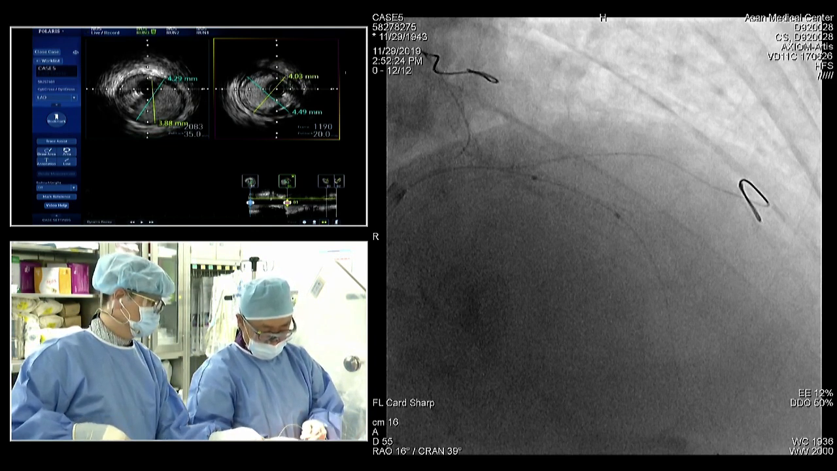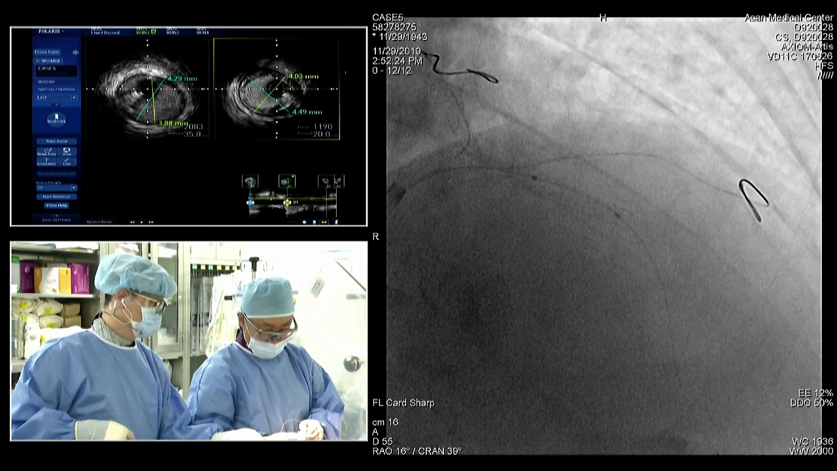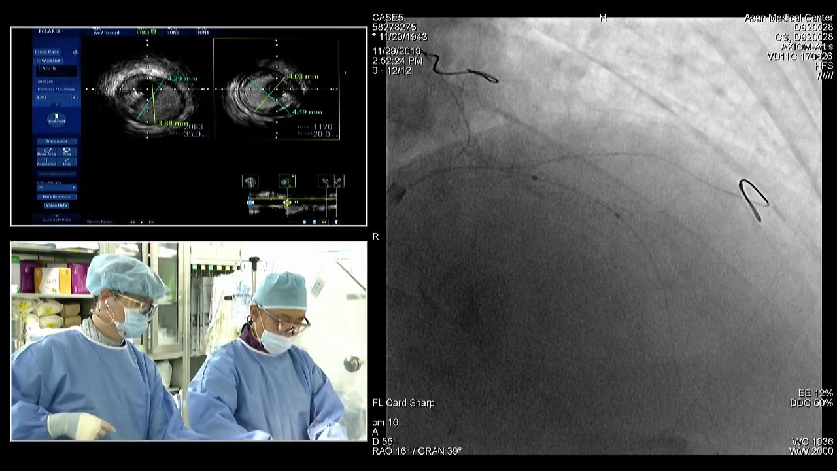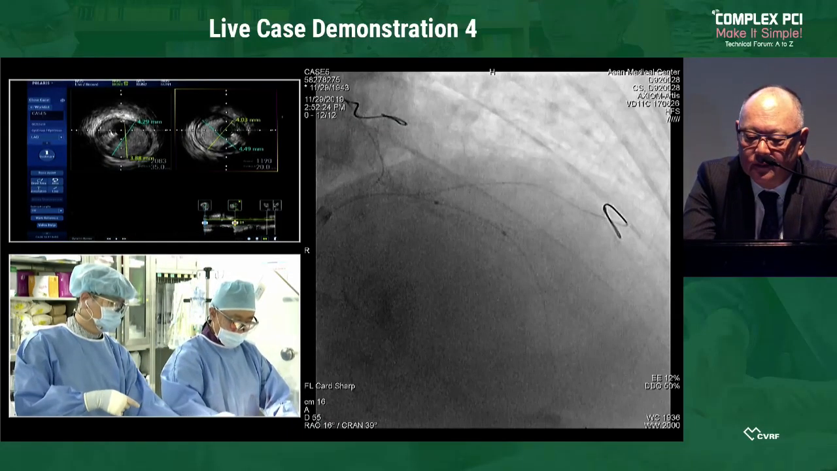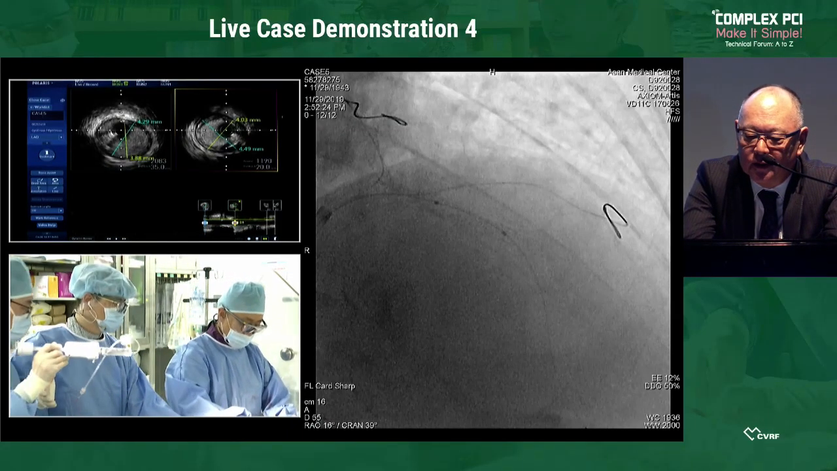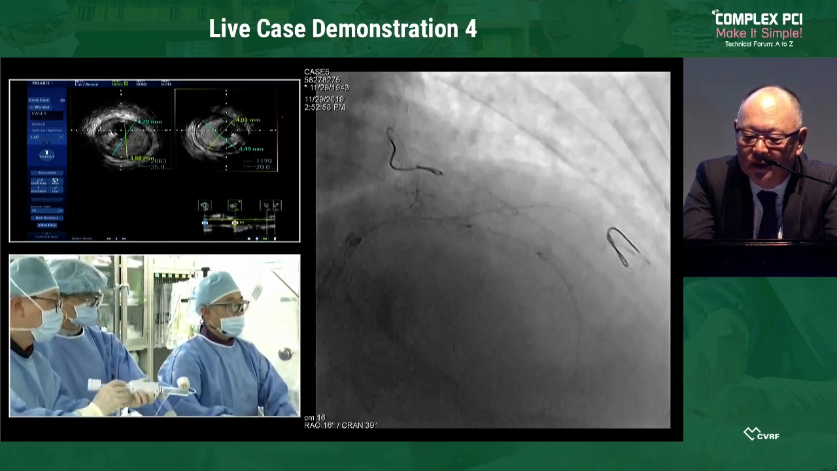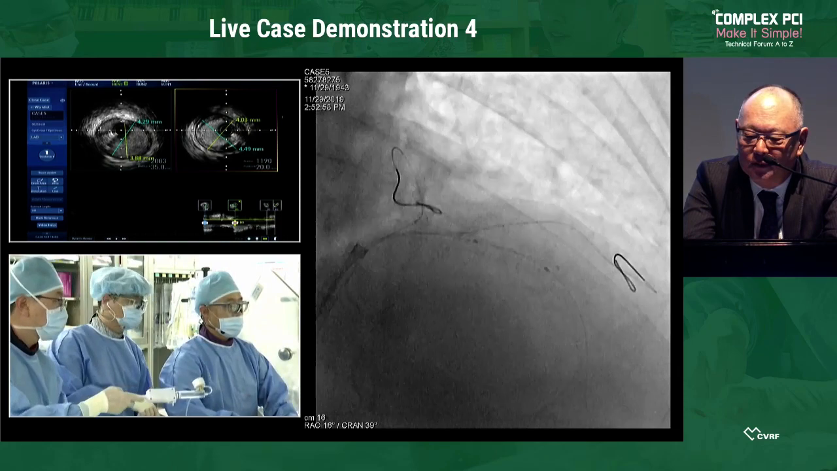So, for the kissing balloon, is the non-compliant balloon better than the compliant balloon? Yeah, non-compliant. But sometimes, our default strategy is using two non-compliant balloons, but we have to use another non-compliant balloon sometimes.